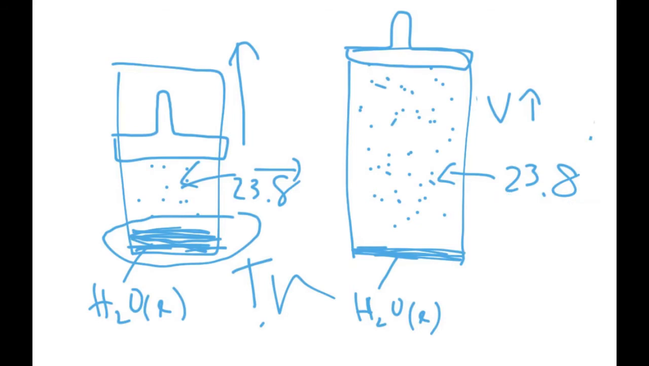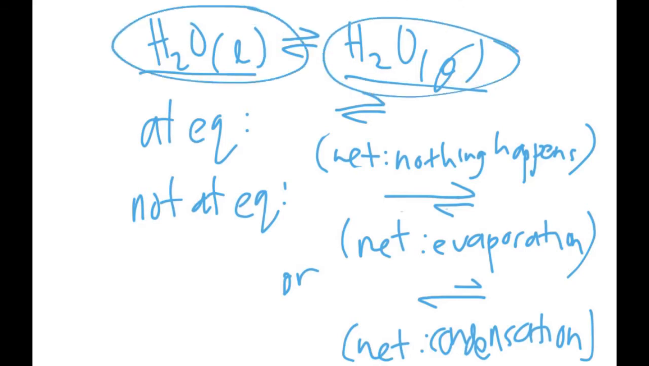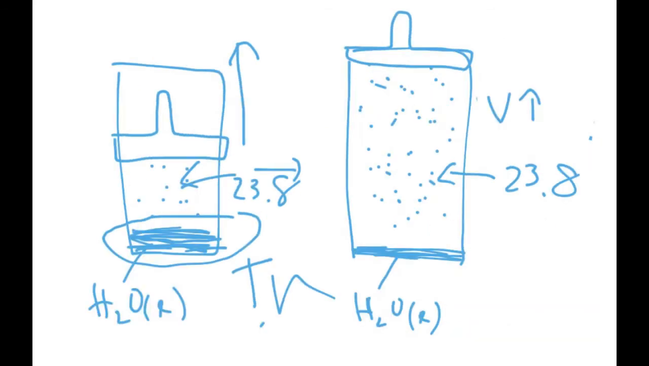And let's take a look at equilibrium and how it works. So the equilibrium exists between liquid water and gaseous water. At equilibrium, nothing happens because the rate that the liquid turns into a gas and the gas turns into a liquid is the same. So if they're the same, then they cancel out and thus nothing happens. And we can see it here because nothing's happening there.